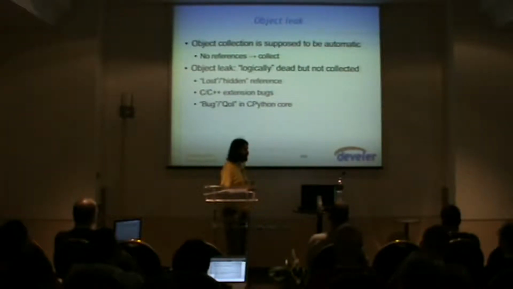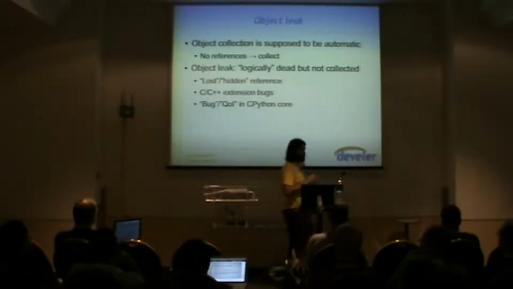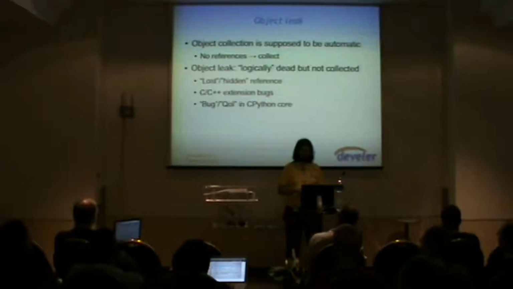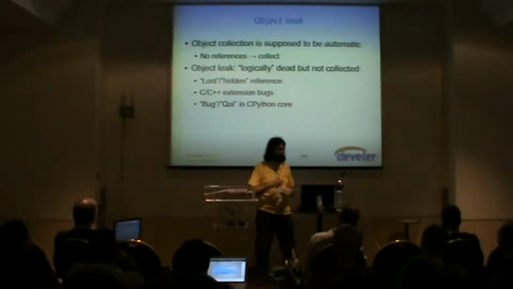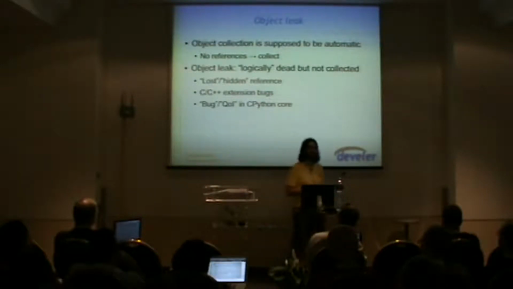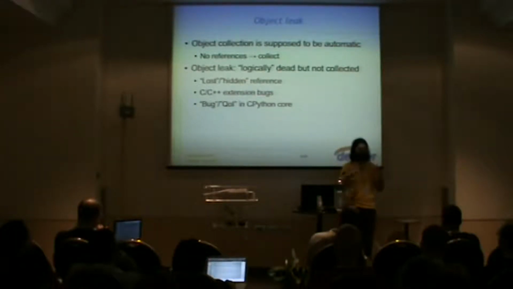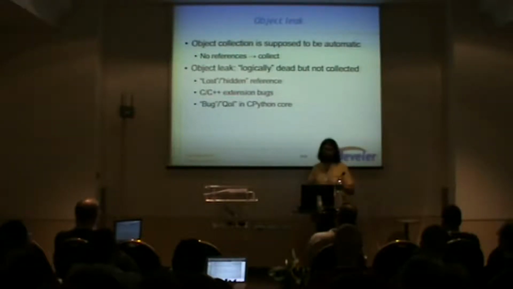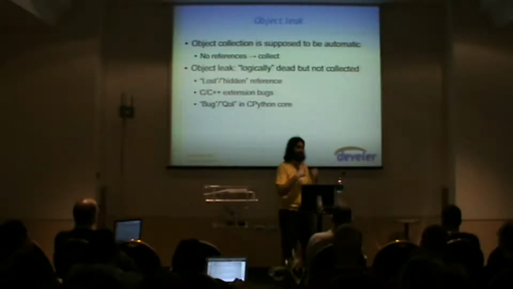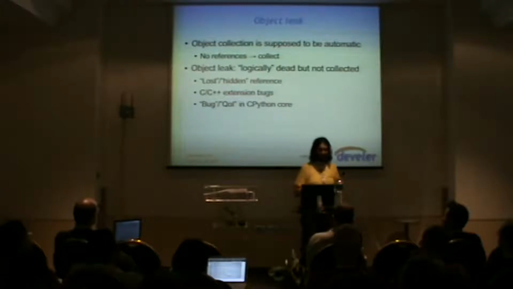So we call it object leak whenever you think that you are done with an object, but CPython doesn't agree with you. Okay? So basically, this can happen for several reasons. For instance, there could be some lost or hidden reference. So in a way, you think that you have removed all the references from these objects you don't need anymore, but instead there are some hidden references somewhere in your program, and so those objects are still alive.